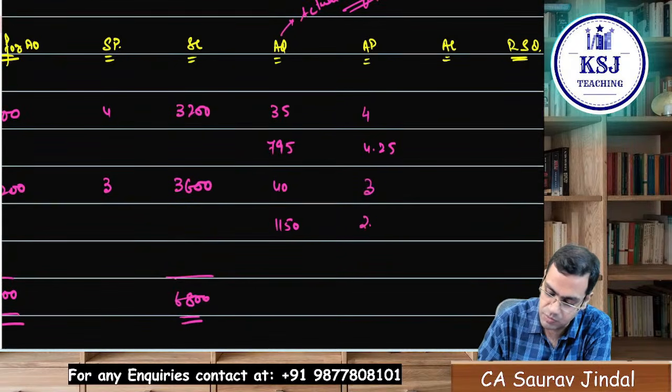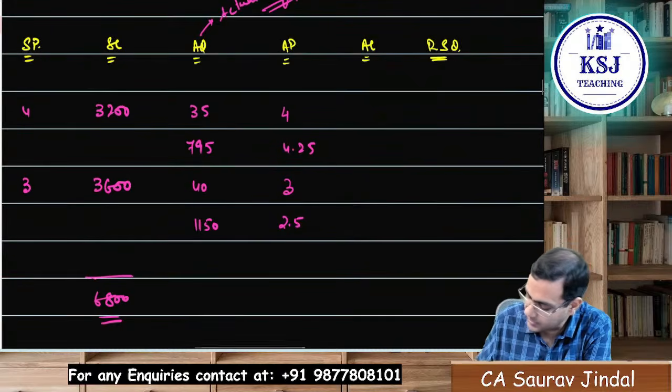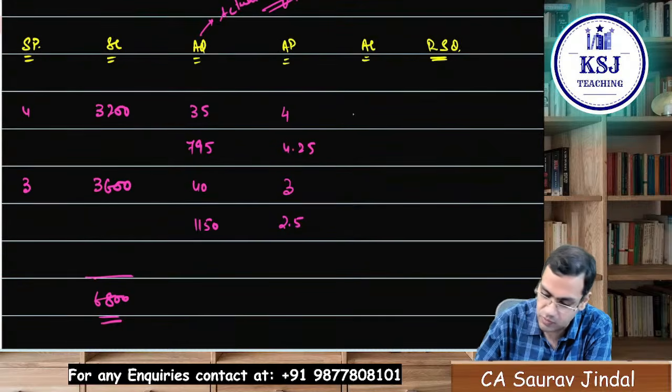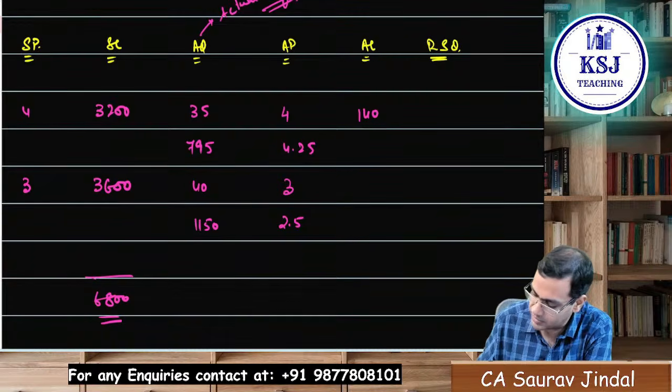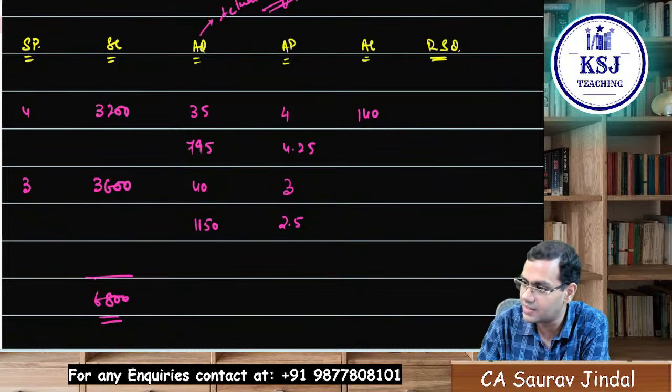4.25 and 2.5. Right? So what is the actual cost here? 140. Here 795 multiplied by 4.25. 795 multiplied by 4.25. That comes to 3378.